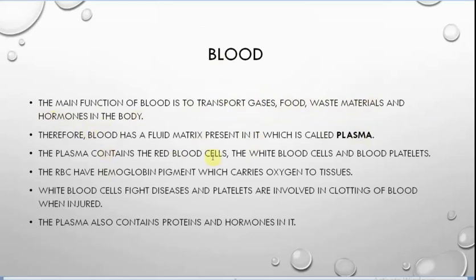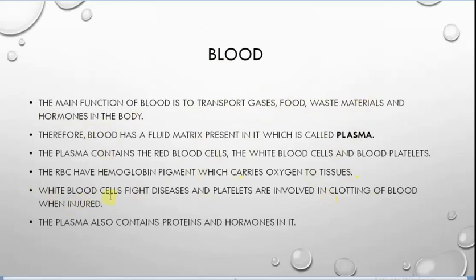The plasma contains the red blood cells, or you can call it RBC, the white blood cells or WBC, and blood platelets. The RBC have hemoglobin pigment which carries oxygen to the tissue. Now the RBC has hemoglobin which is responsible for carrying oxygen to various cells of our body. Now white blood cells fight disease, and platelets are involved in clotting of blood when injured.